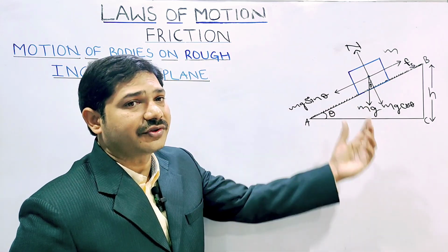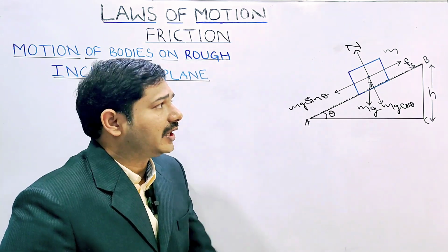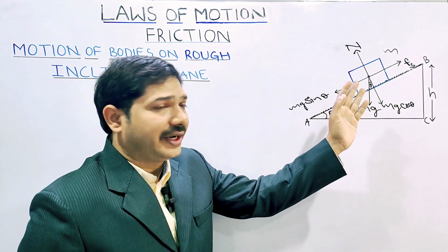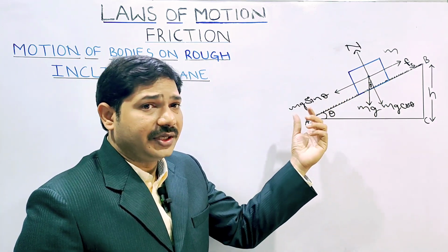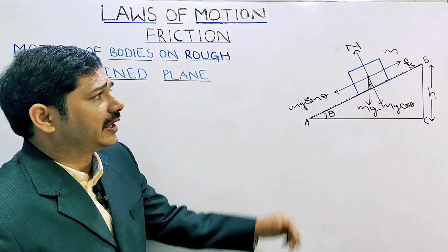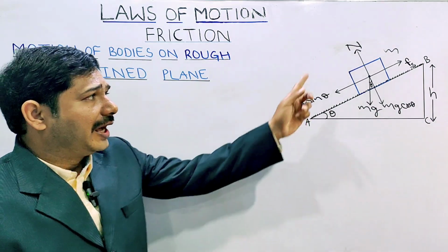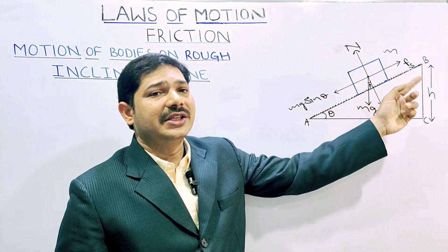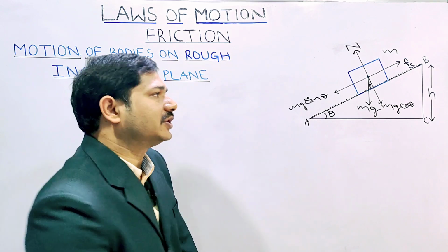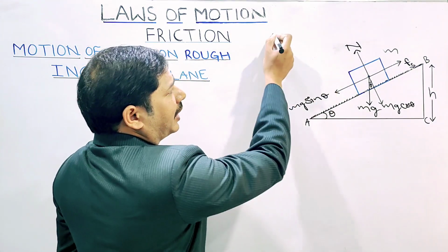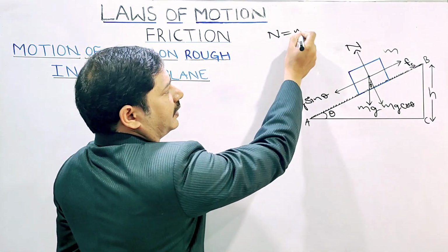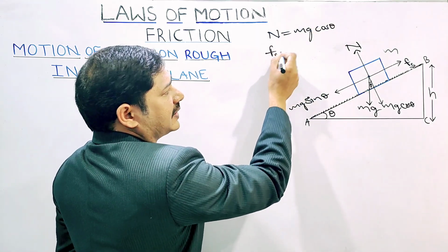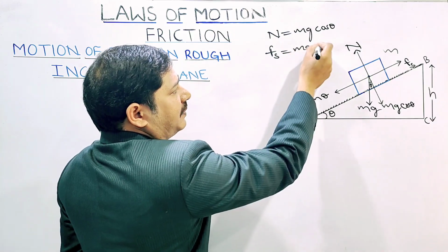Here the coefficient of static friction acts, so the static frictional force Fs acts against the motion, in the upward direction along the plane, but Mg sin theta is in the downward direction. It is very clear that the normal reaction is balanced by Mg cos theta, and Mg sin theta is balanced by the frictional force. So N equals Mg cos theta, and Fs equals Mg sin theta.